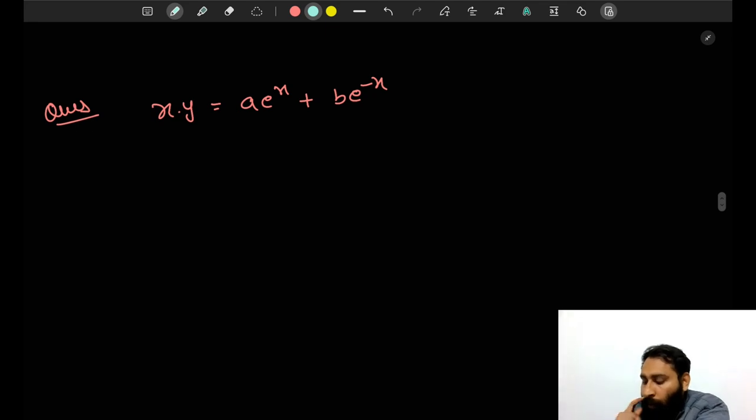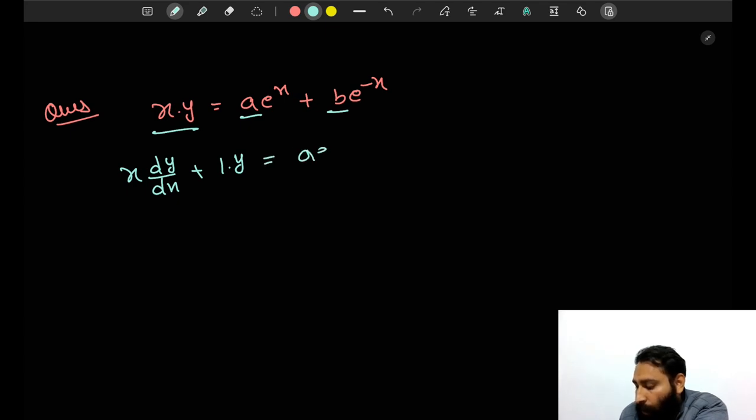Now we do one more question. x times y equals a e to the power x plus b e to the power minus x. Here also there are two arbitrary constants, so we have to differentiate two times. This is the product of two functions, so we have to apply the product rule. So first as it is, derivative of second term, plus derivative of first term, second as it is, is equal to the differentiation of a e to the power x plus the differentiation of b e to the power minus x. Okay, again we have to apply the product rule.